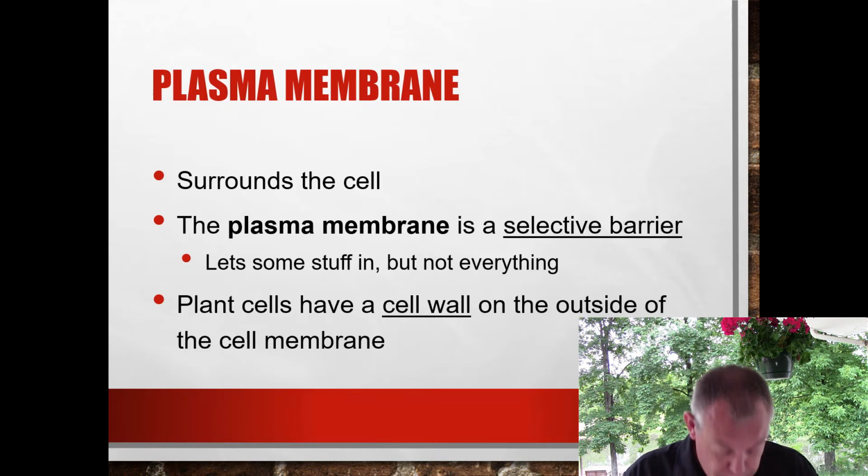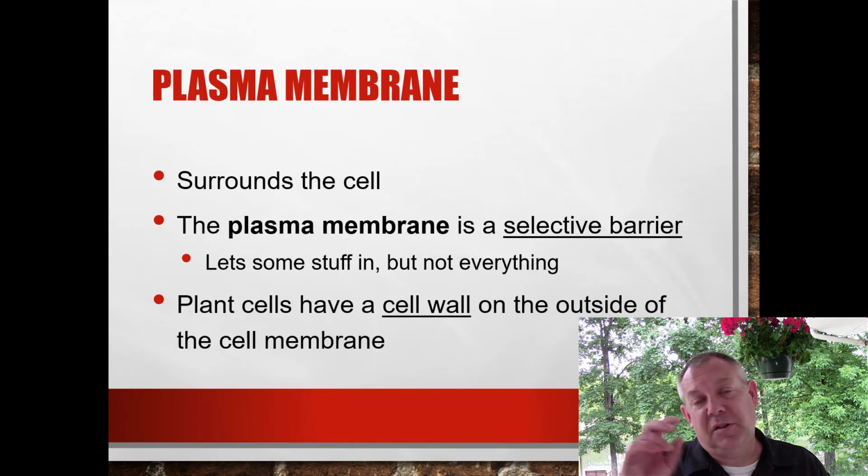And so it doesn't make any sense to have an outer barrier that just lets everything in and lets everything out, right? The cell couldn't function as a cell. You have to make the inside of that cell different from the environment. That's what life is all about. Living things are different from their environment. If you're the same as your environment, then you're just a piece of the environment. And so it has to let some stuff in, but not everything.